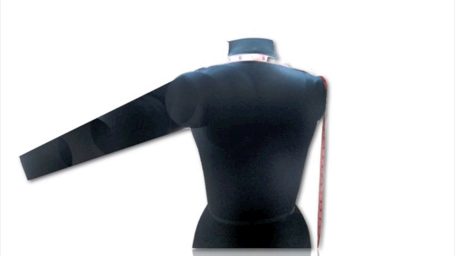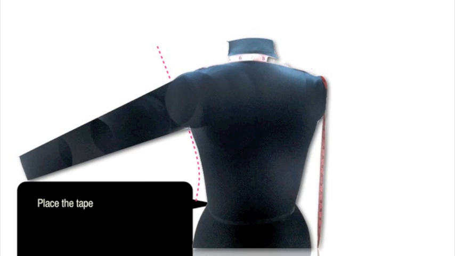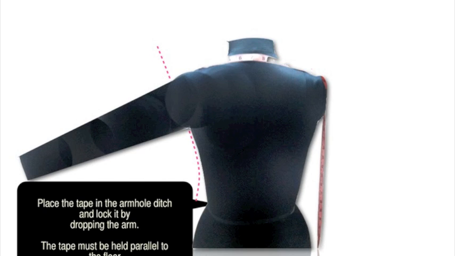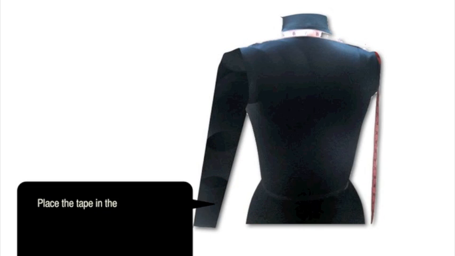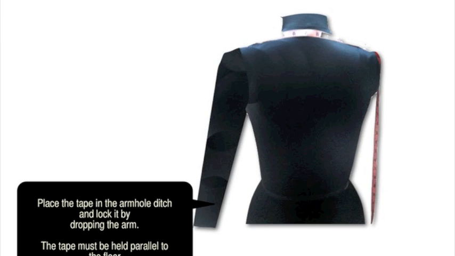So before we move on to the sleeve measurements, you got to measure your armhole and your arm round. So while measuring your armhole, raise your hand, put the tape parallel to the floor, and lock it in your armhole ditch, and then measure the armhole. So the armhole is measured at the shoulder point.